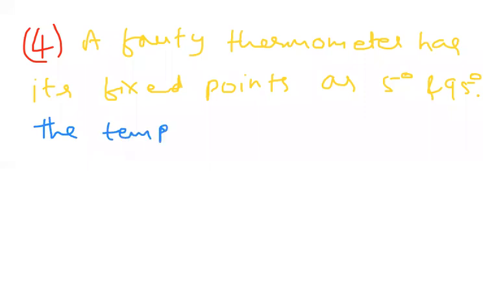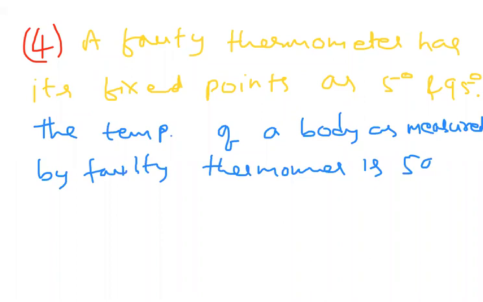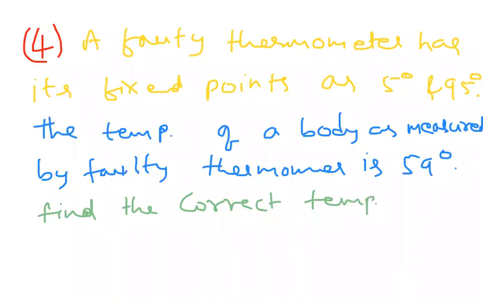The temperature of a body as measured by a faulty thermometer is 59 degree. Find the correct temperature. The word faulty itself is saying there is some error, right? So they're asking us to find the correct temperature of the body on Celsius scale.